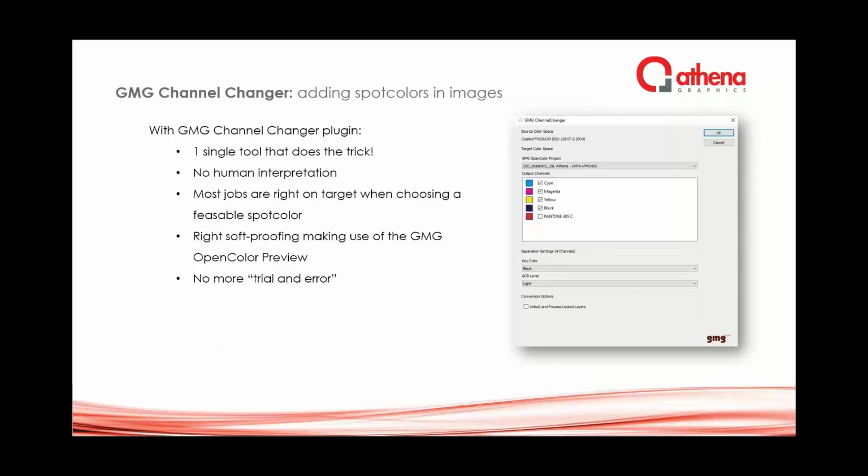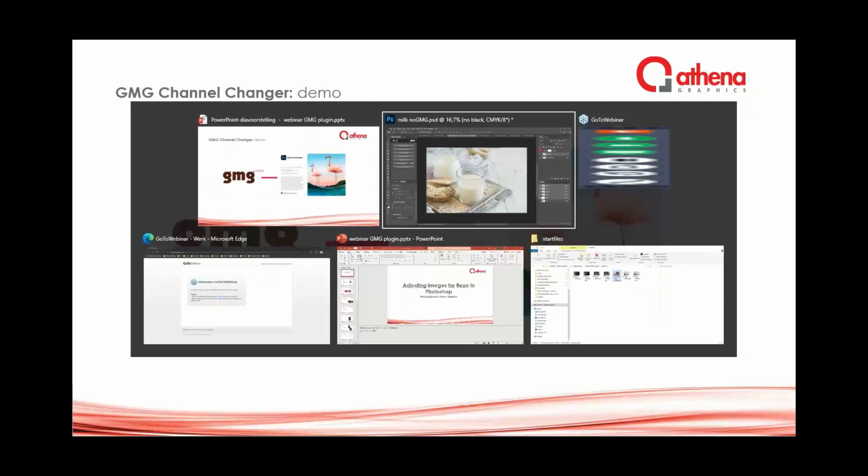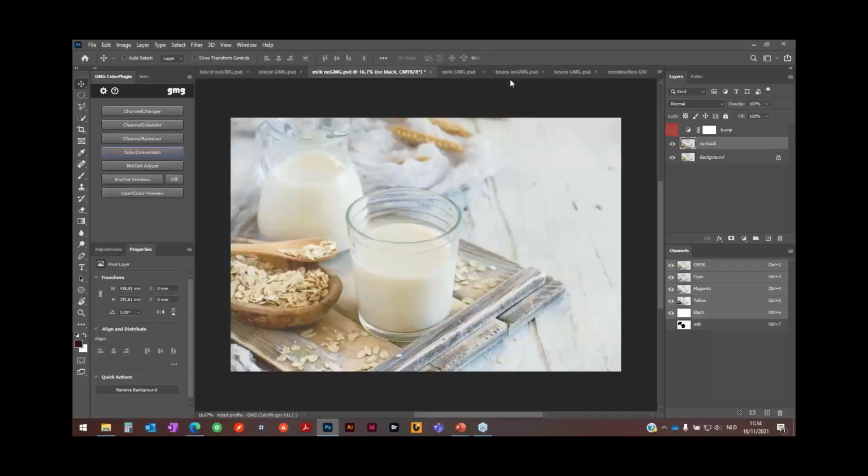With the Channel Changer plugin, we can add spot colors to images, and they are directly profiled. So the result will always be good, because the spot colors are already made by the profile. It will be clear in my demonstration.